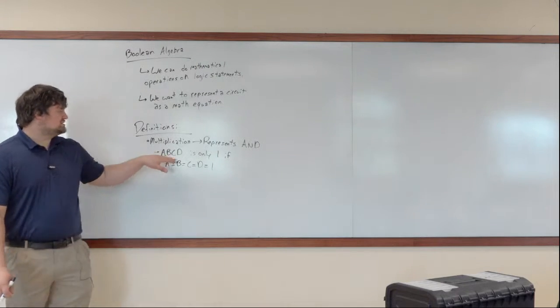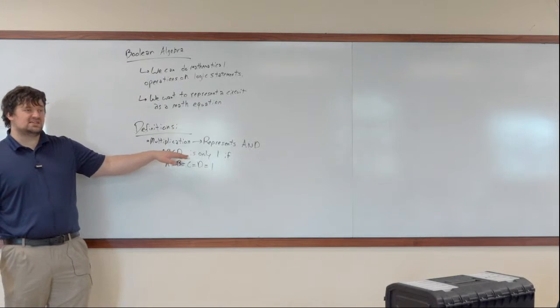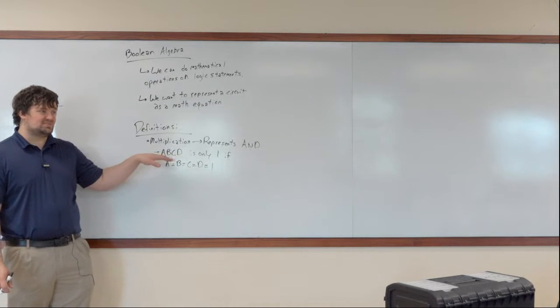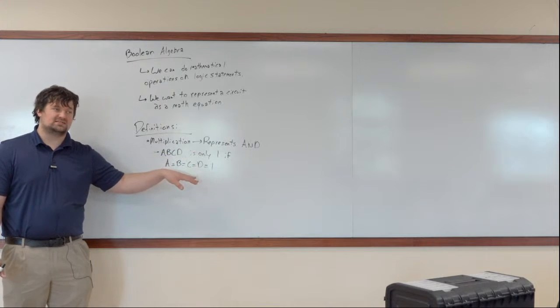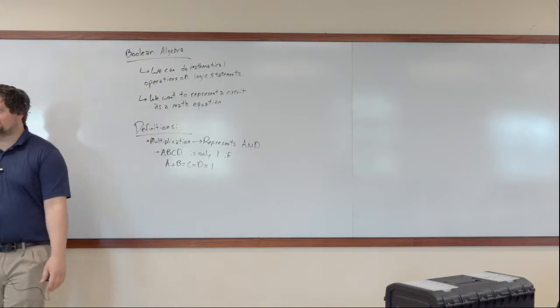So, if we write something as A times B times C times D, we are writing it as A and B and C and D. Okay?